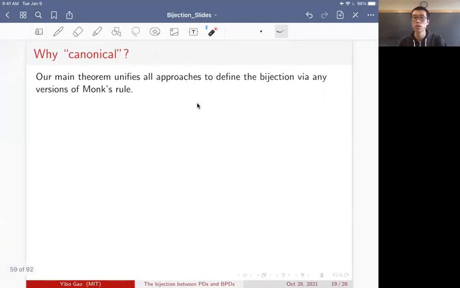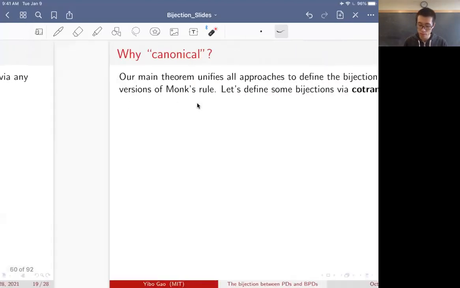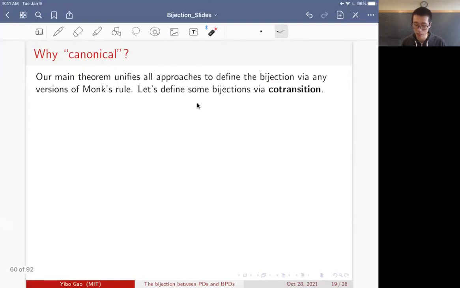All right. So let me tell you, it's not at all hard to define some bijection between pipe dreams and bumpless pipe dreams. If you just want some bijection between pipe dreams and bumpless pipe dreams, and I don't care if it is correct in the Schubert sense, then it's not hard to do. Why is that? Let's just define some bijections using the code transition.